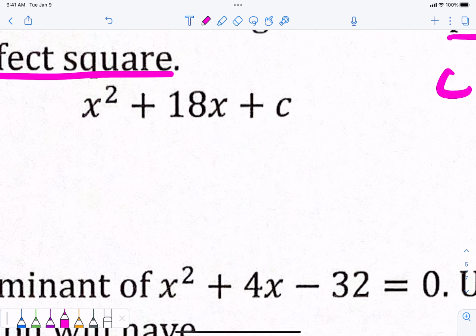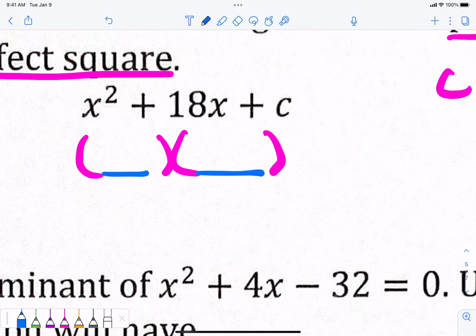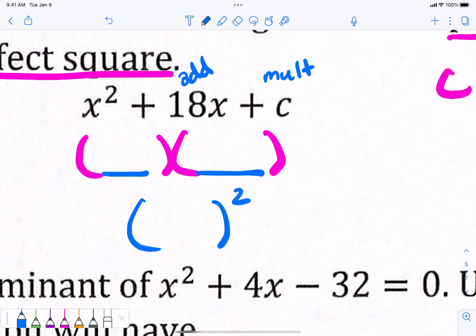So what I want to have happen is I want to be able to break this down as a trinomial, but I want these two pieces to match each other so that I can write it like this. I want to multiply to get C, but add to get 18. What two numbers can I add together to give me 18 that are the same? 9. Does it need to be a positive 9 or a negative 9? Positive, because positive 18. Plus 9, and then I can write it as x plus 9 squared.